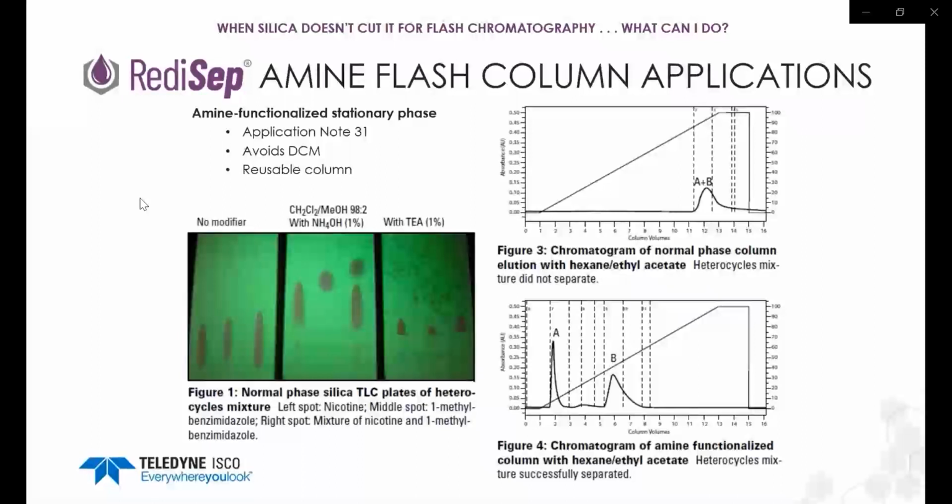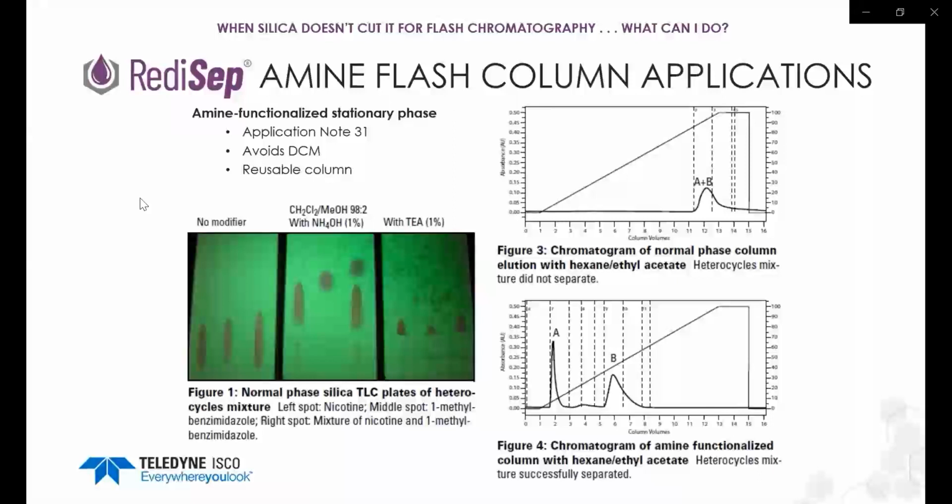This is a really good example of how we can make several changes in our purification workflow that are beneficial on a few different levels. One, we see our TLC plates on the left here. We have our TLC with our heterocyclic mixture of nicotine, 1-methylbenzimidazole, and then a mixture of the two. When we do this on silica with no modifier, essentially we get it to streak down the TLC plate. And this is a common experience that you see in the lab when you're working with amines.